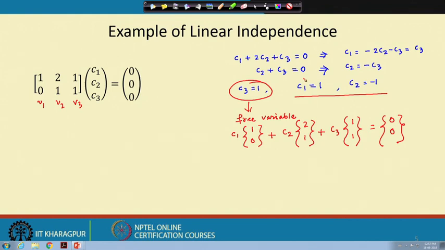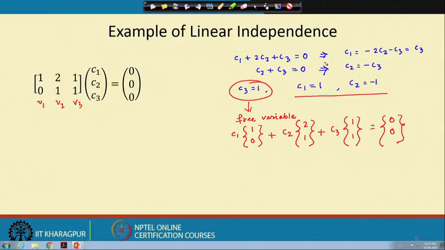Probably you have heard this name earlier. So these variables are called pivot variables, C1 and C2. Now if I look carefully, or we will learn it, this matrix has rank 2. Why 2? Because there are 2 pivot variables.